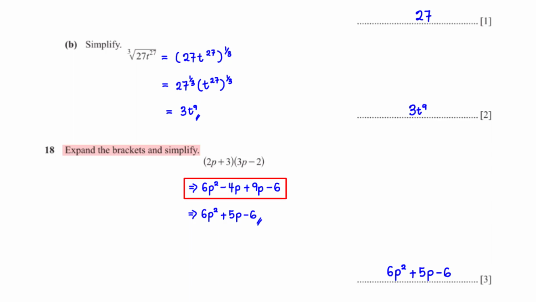2p times negative 2 is negative 4p. 3 times 3p is 9p. 3 times negative 2 is negative 6. Negative 4p plus 9p is 5p, so we have 6p squared plus 5p minus 6.